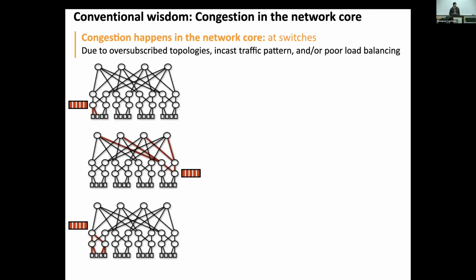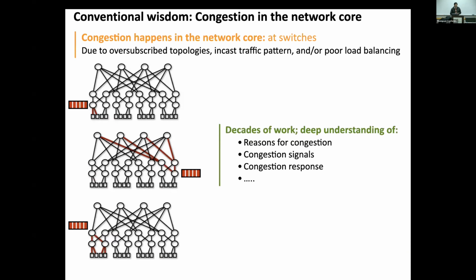The conventional wisdom in the community has always been that congestion happens inside the network core. This can be due to multiple possible reasons, including oversubscription, incast, poor load balancing, etc. And there have been decades of work in trying to build a deep understanding of this in-network congestion problem. We know good reasons for this kind of congestion. We have developed an understanding of good congestion signals and responses.